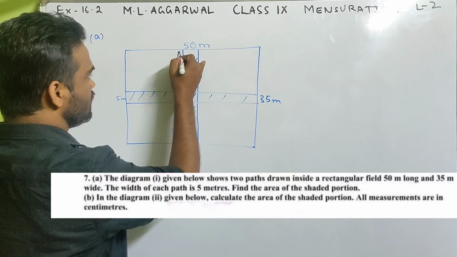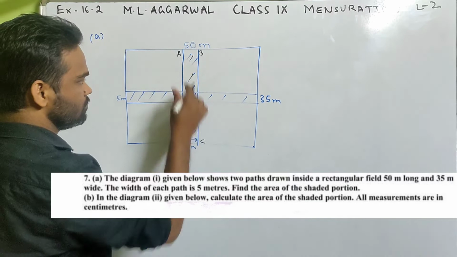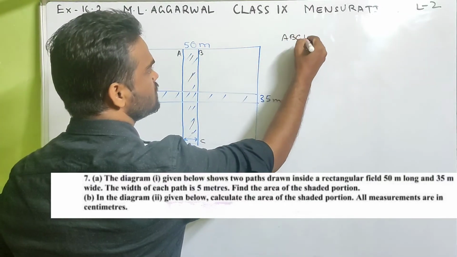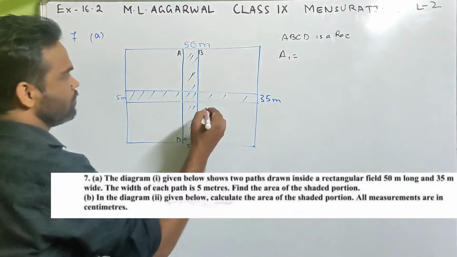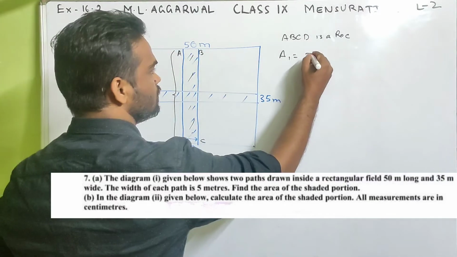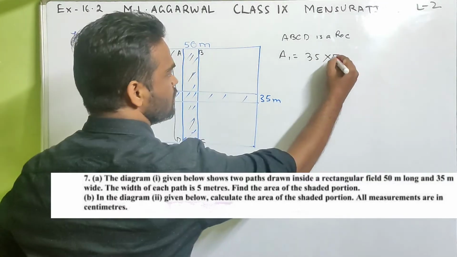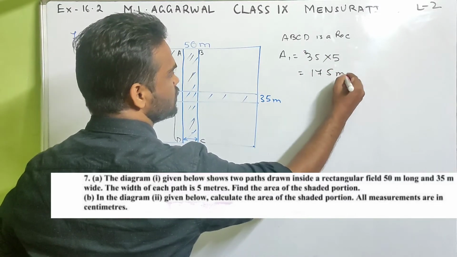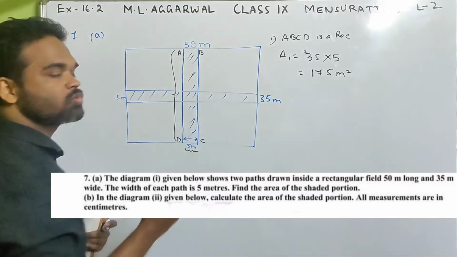Look, this A, B, C, D, this shaded region, is a rectangle. So area, suppose, length is this, which is 35, and breadth is this, which is 5. So 5 times 35, 175 meter square. So area of this part, A, B, C, D is 175 meter square.